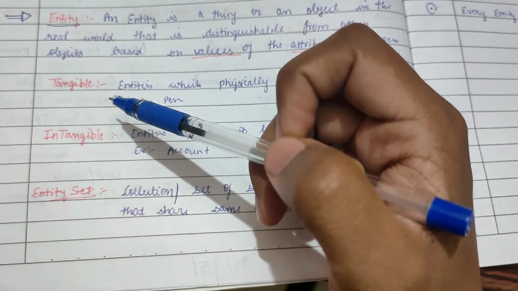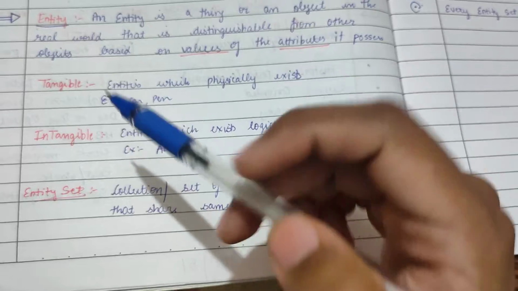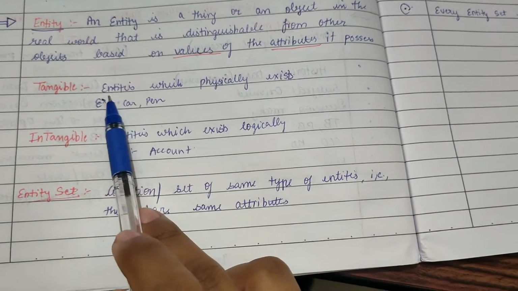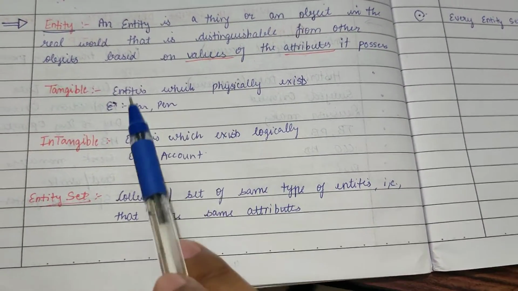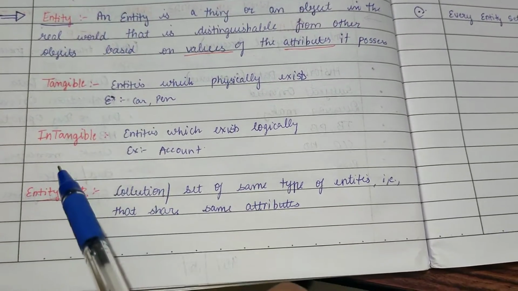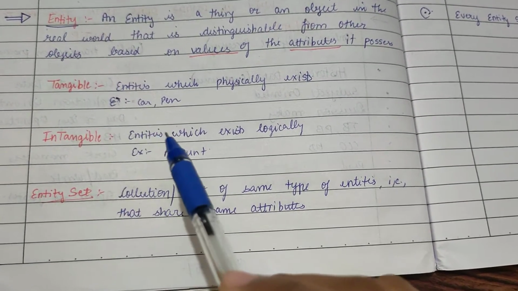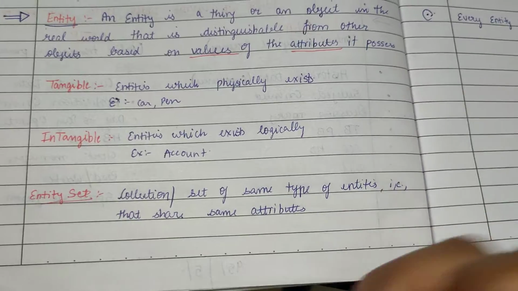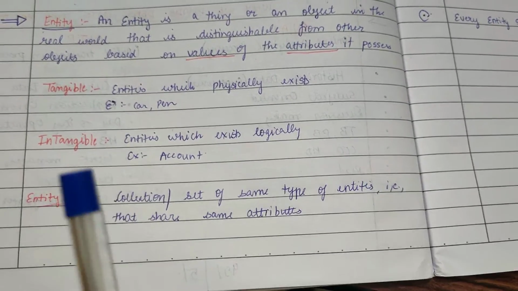Next, there are two types of entities. One is tangible and the other is intangible. Entities which physically exist are called tangible entities, and intangible entities are the entities which exist logically, like the bank account.